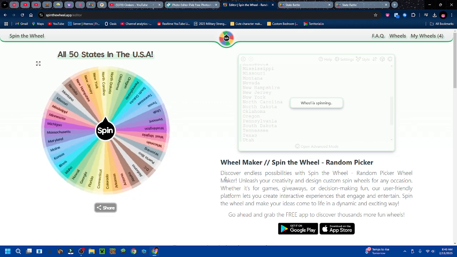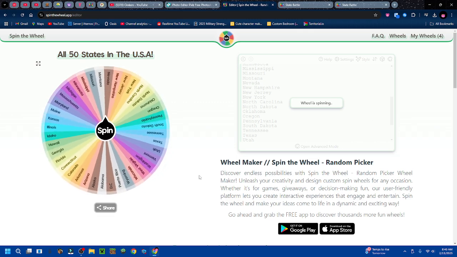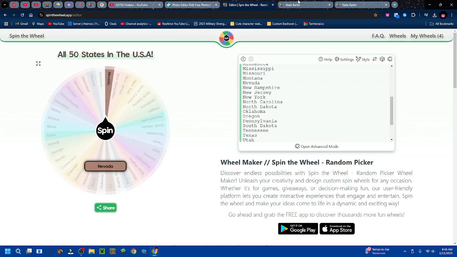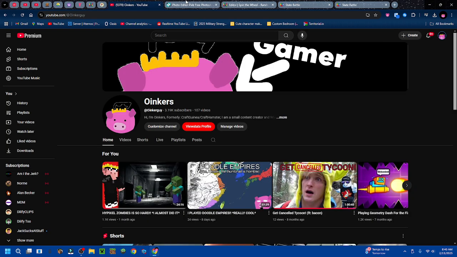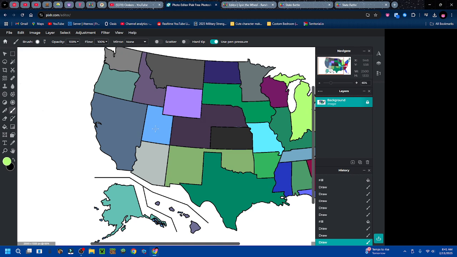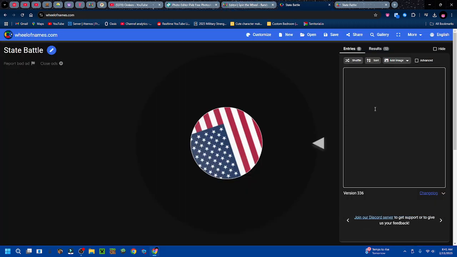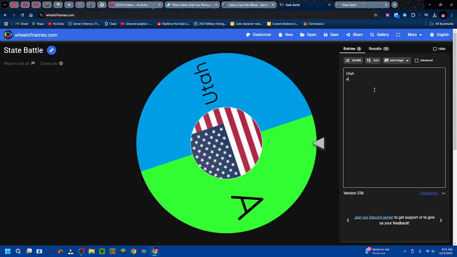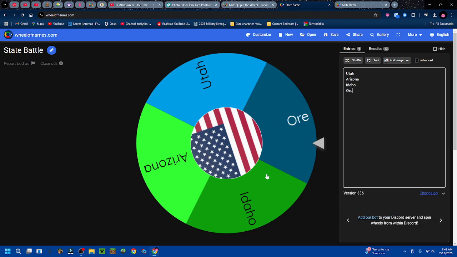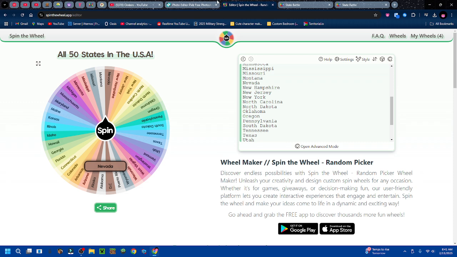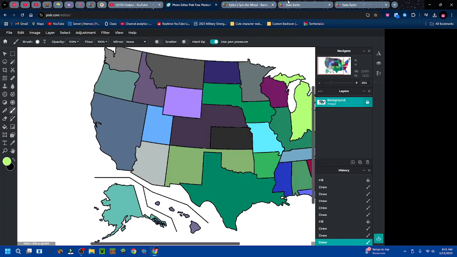Wheel spinning, and it will be Montana. Frick. It's Nevada who took out California, so they're going to have an advantage. So it can be Utah, Arizona. Hold on, let me write these down. Utah, Arizona, Idaho, and Oregon. Is that all? Yeah, actually.